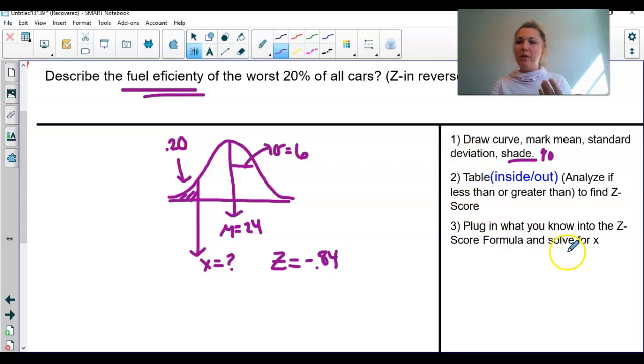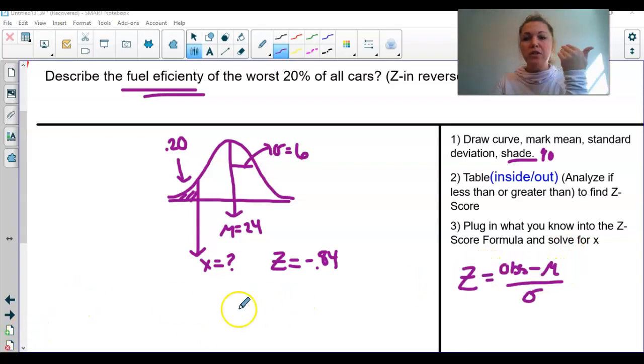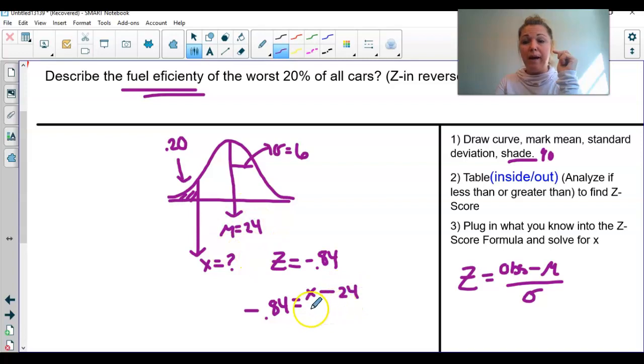Step 3, plug in what you know into the z-score formula and solve for x. Okay, so we know we have our z-score, right? Here's our formula here. So we're going to plug in what we know. We have our z-score, negative 0.84, equals our observation. We don't know that. That's x minus our mean, 24, divided by our standard deviation. Okay, and now we need to solve for x.